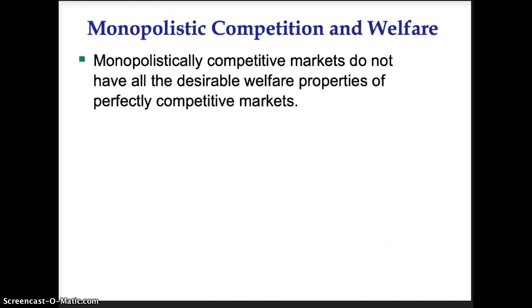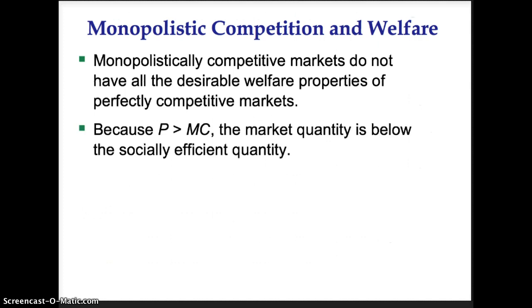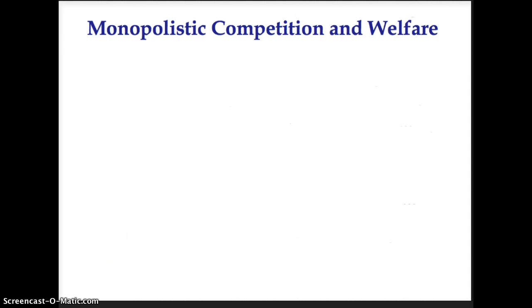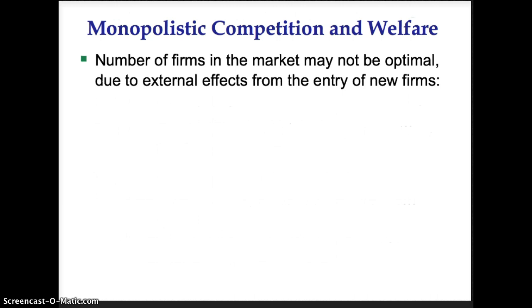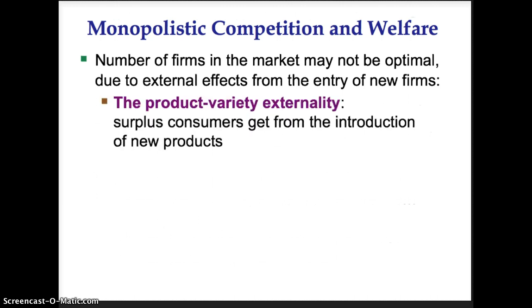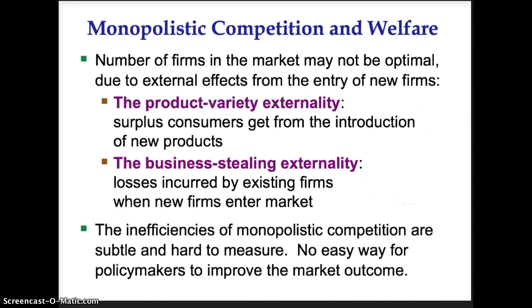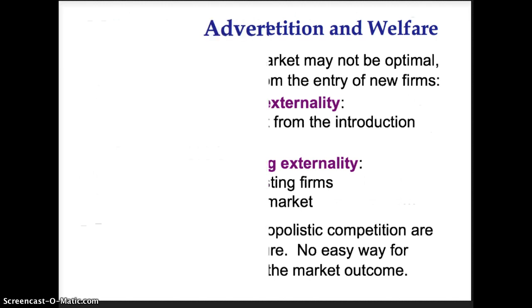Monopolistically competitive markets do not have all of the desirable welfare properties of perfectly competitive markets. Because price is greater than marginal cost, the market quantity is below the socially efficient quantity. Yet it is not easy for policymakers to fix this problem. Firms already earn zero economic profits, so the government cannot require them to reduce prices. The number of firms in the market may not be optimal due to the external effects from the entry of new firms. The product variety externality is the surplus consumers get from the introduction of new products, but the business stealing externality is the losses incurred by existing firms when new firms enter the market. The inefficiencies of monopolistic competition are subtle and hard to measure. There is no easy way for policymakers to improve the market outcome.